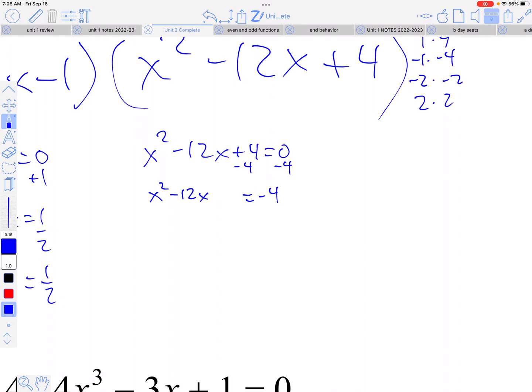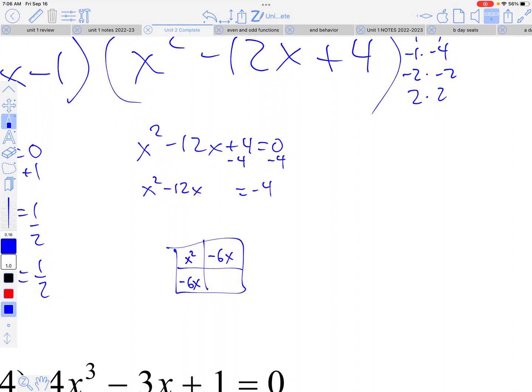And then, if you remember, I'm going to do another box method thing because we really are kind of just dividing. I'm going to put x squared here. And then I'm going to half negative 12, which gives me negative 6x, negative 6x. So I have x squared minus 12x, which will put an x here, an x here, a negative 6 here, negative 6 here. So we've factored the new one, but remember, we need our square completed. So we're going to need a 36 here.